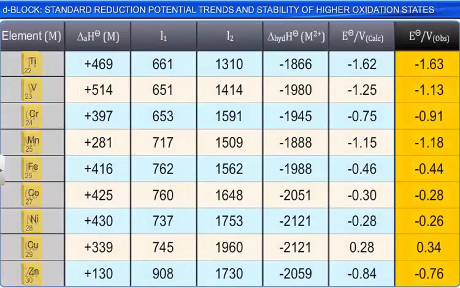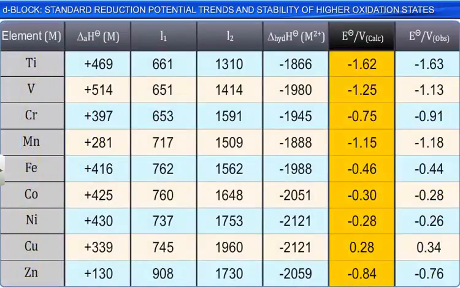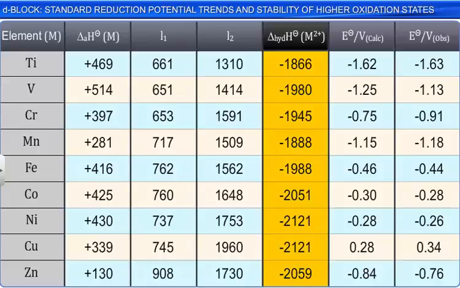The table here shows the observed and calculated values of the standard reduction potentials for the reduction of M2+ ions to their respective metals. It also shows the thermochemical data related to the transformation of the solid metal atoms to M2+ ions in solution.